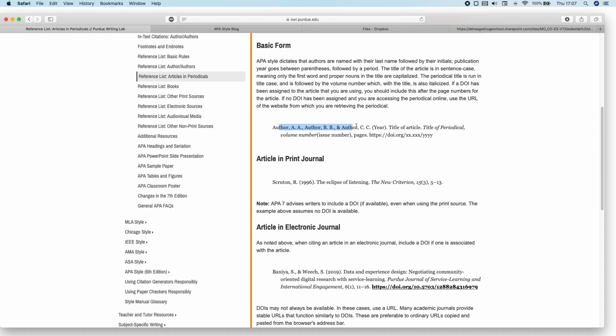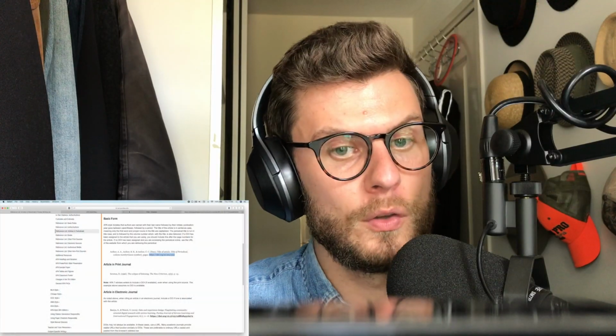For journal articles, it's author, author, author, year, title of the article, title of the periodical. And notice that this is in italics. Notice that the major words are capitalized, whereas in the title of the article, nothing is in italics, nothing's underlined, and only the beginning word is capitalized. Then, of course, the volume number is also italicized. The issue number is not, the pages are not, and then it's followed by a DOI.